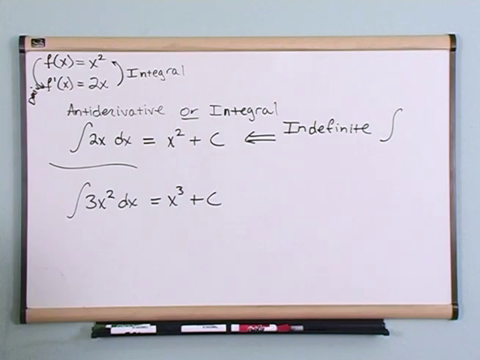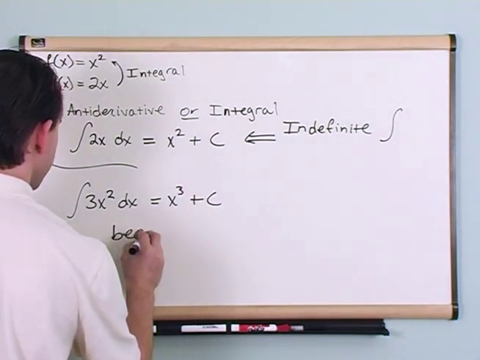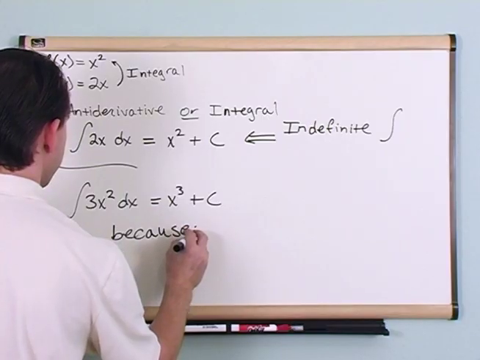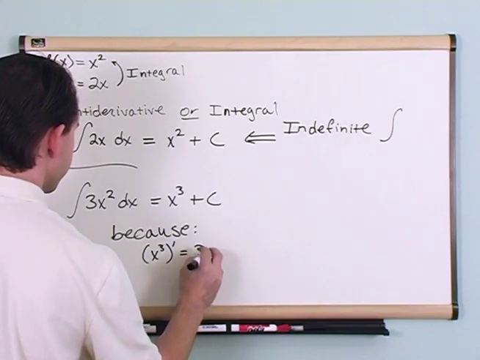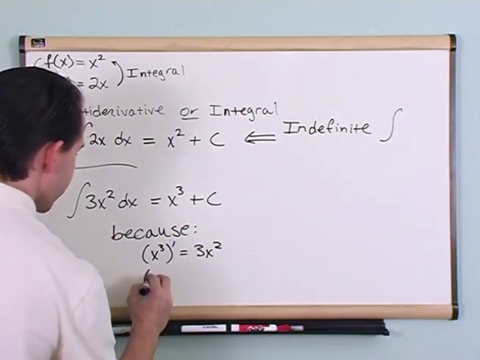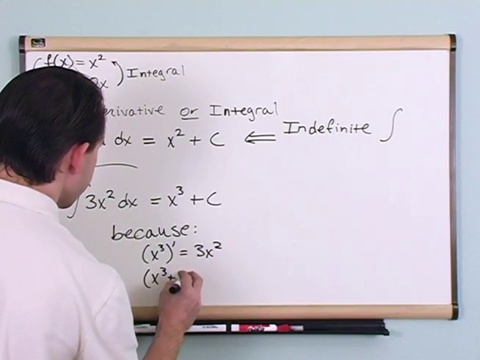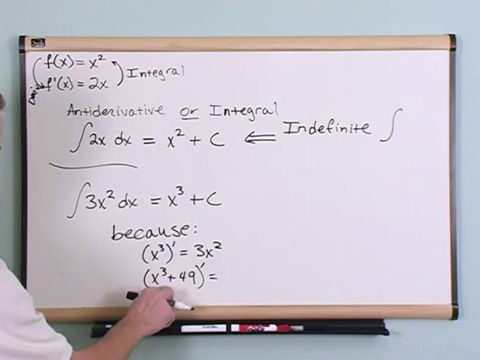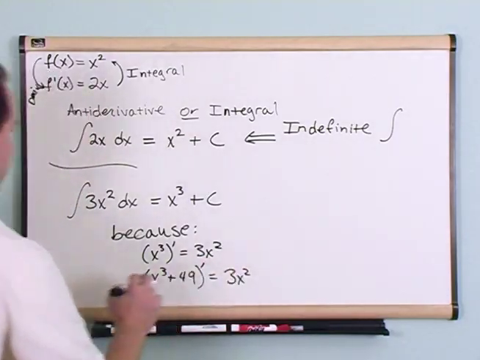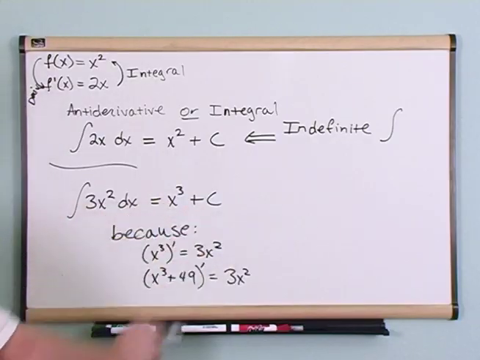It could be anything. The reason is, so I'm going to put: x cubed, when I take the derivative, gives me 3x squared, which is what I started with. Because x cubed plus 49, for instance, some arbitrary constant, goes away when you take a derivative of it. So when I take the derivative, again, I get 3x squared. So the answer to this integral is x cubed plus a constant, precisely because I can take the derivative of this and I get this back. That is the definition of an integral, and that's the most important thing that you need to be familiar with right now.